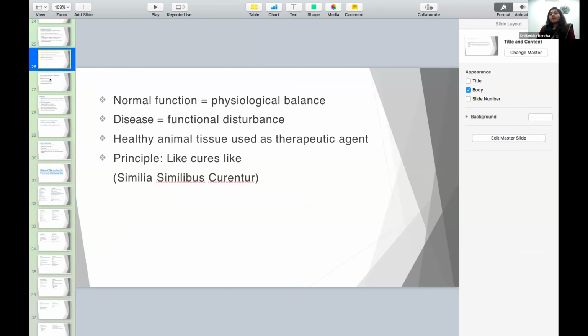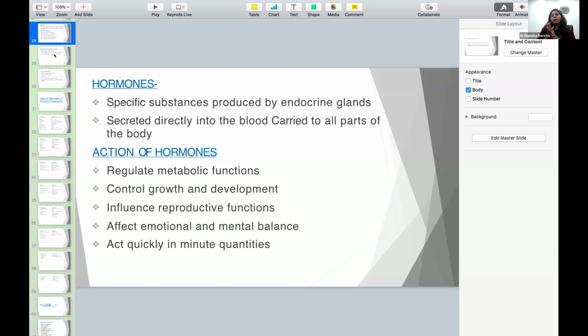So what is a hormone? It is produced by an endocrine gland and is a specific substance released into the blood, carried to all parts of the body. First, the role of a hormone: it regulates the metabolic functions, as in the case of diabetes or thyroid complications. Second, it controls growth and development, like puberty and developmental periods. It influences reproductive functions related to female complaints, and affects emotional and mental balance, particularly in phases like puberty, pregnancy, postpartum, or menopausal or perimenopausal periods. It acts quickly in minute quantities.